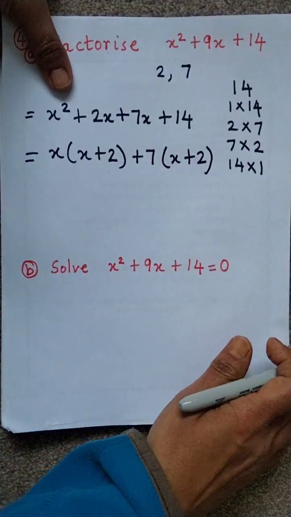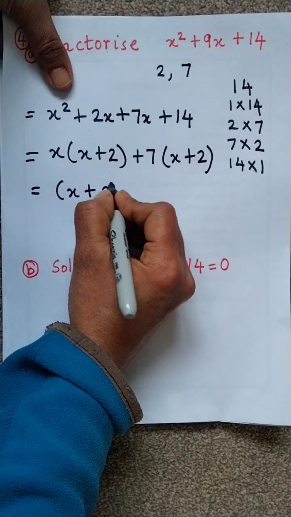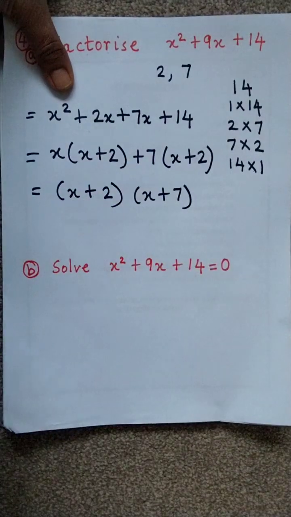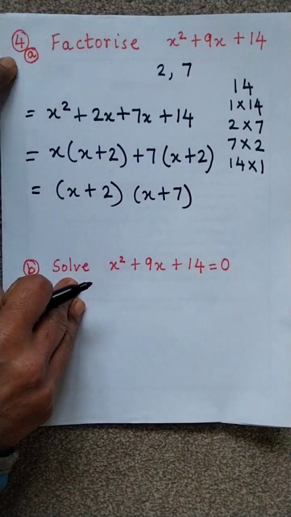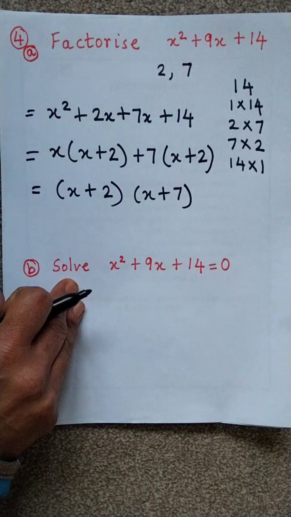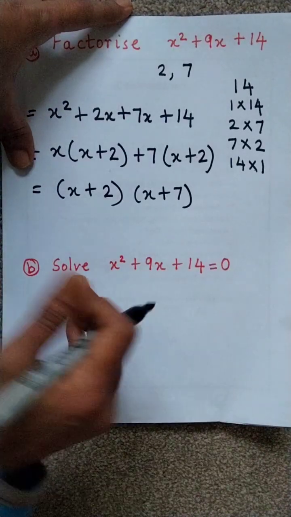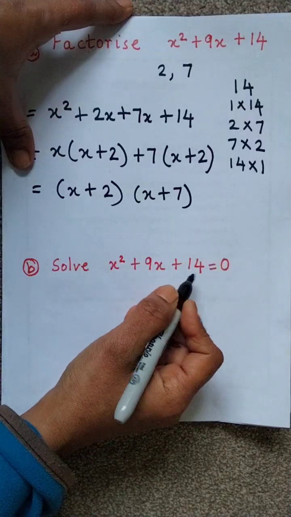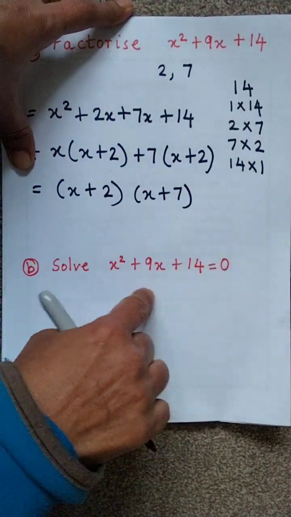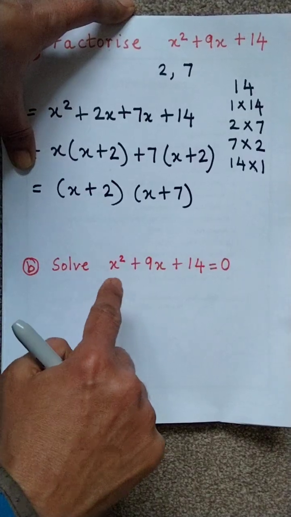Now we put x plus 2 and x plus 7 as the answer. So this was the first part, factorize. We have factorized as x plus 2 times x plus 7. Now further they have asked to solve x square plus 9x plus 14 is equal to 0. Here they have mentioned equal to 0, and we are supposed to solve it.